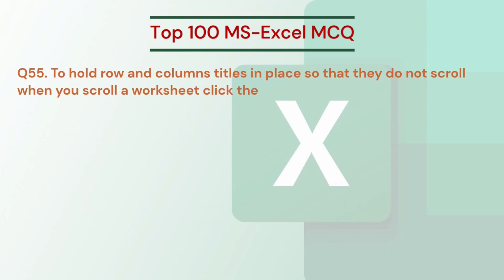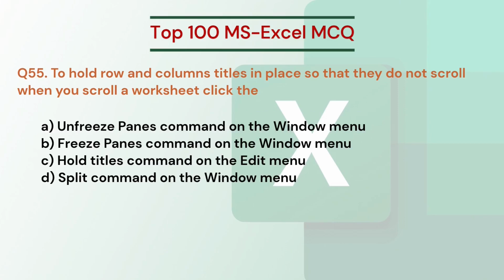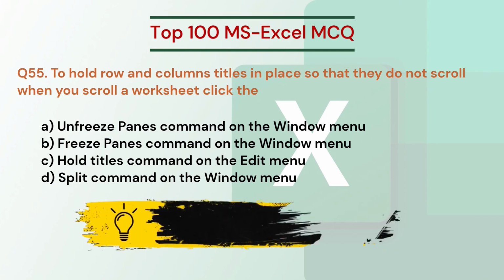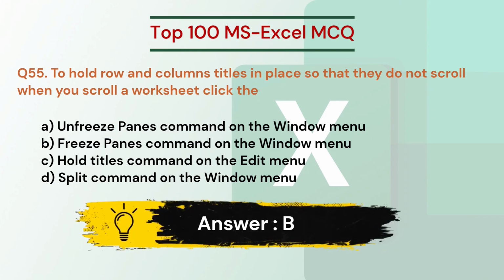To hold row and columns titles in place so that they do not scroll when you scroll a worksheet, click the A. Unfreeze panes command on the window menu. B. Freeze panes command on the window menu. C. Hold titles command on the edit menu. D. Split command on the window menu. Correct answer is B. Freeze panes command on the window menu.